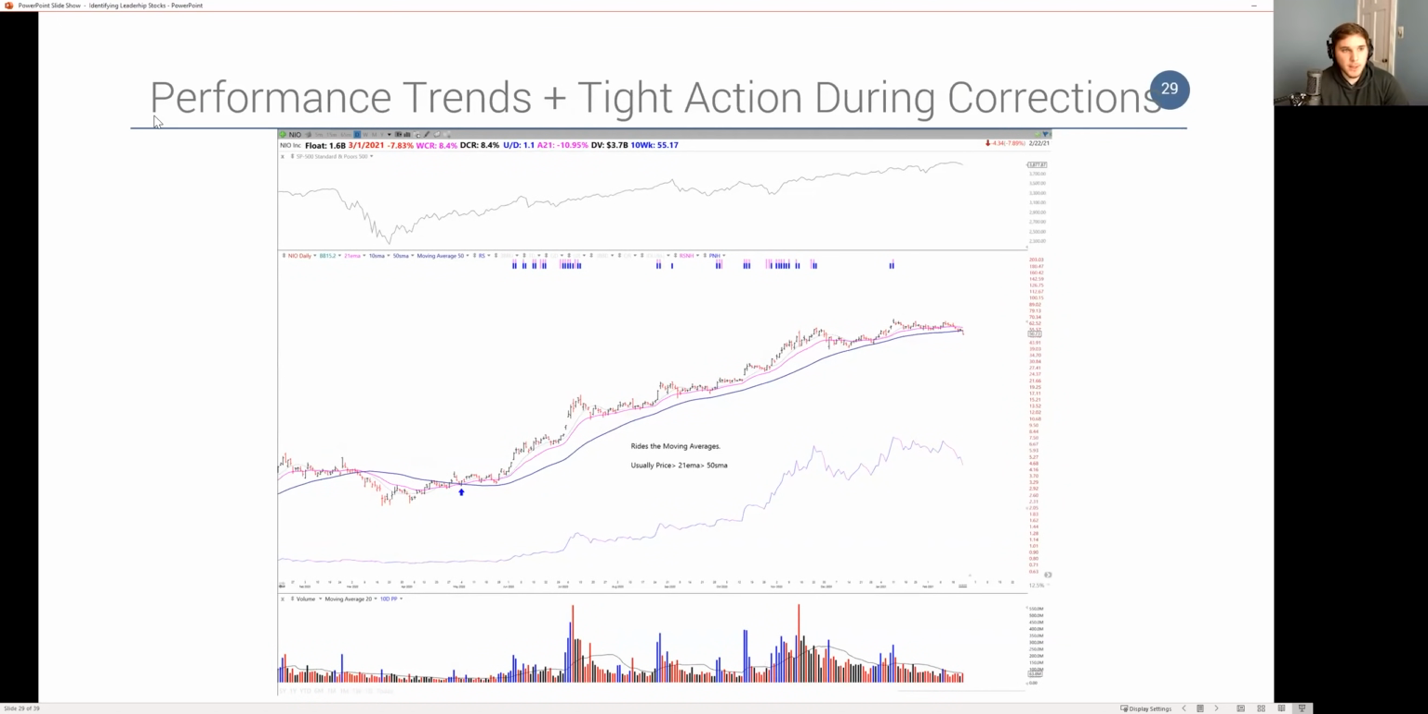So the next thing I want to talk about is performance trends and tight action during corrections. So what I call a performance trend is really the stock price trending above the 21 EMA, which is trending above the 50 simple moving average.